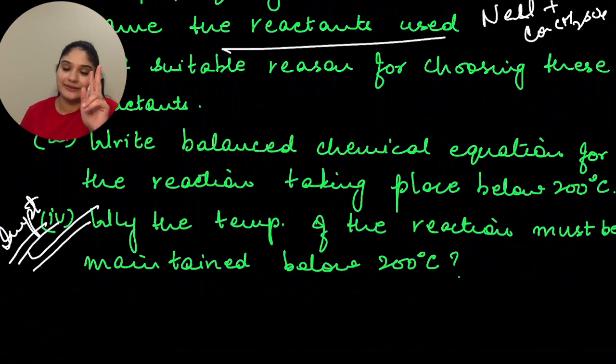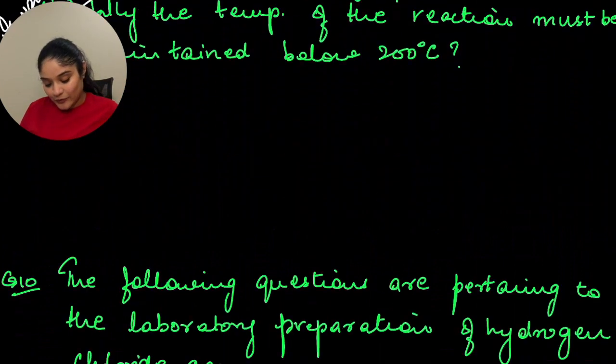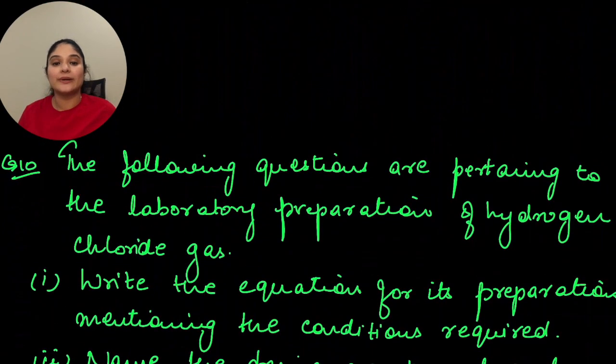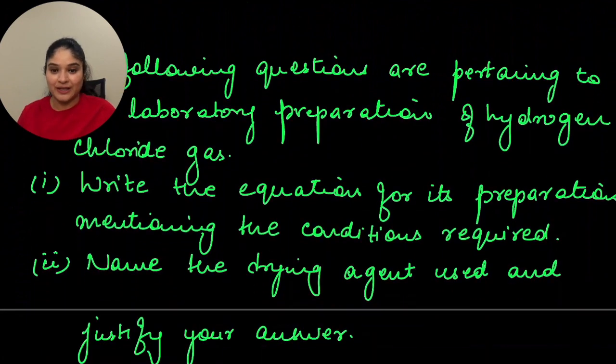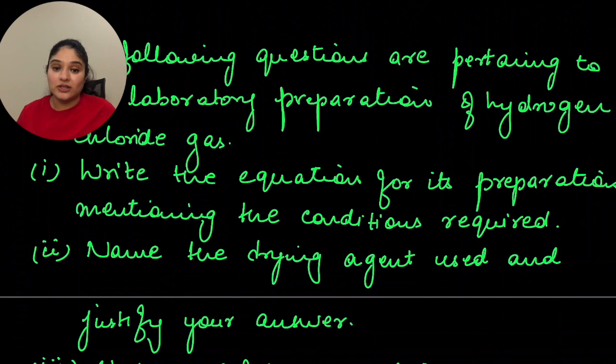So that's the second reason. Let's move ahead to the 10th question. The following questions are pertaining to the lab preparation of hydrogen chloride gas. Write the equation for its preparation and mention the conditions required. So the equation I've already told you. Mentioning the conditions required, H2SO4 should be concentrated. The second condition would be that it should be below 200 degrees Celsius.